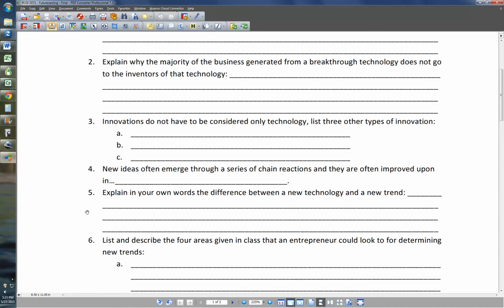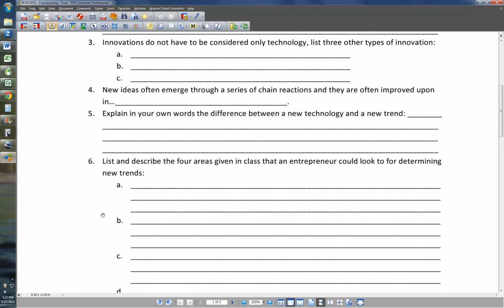Right? Okay. Number three, innovations do not have to be considered only technology. List three other types of innovation. So kind of what I'm after here is, you could have innovations in how you do a service, right? You could have innovations that are knowledge, right?